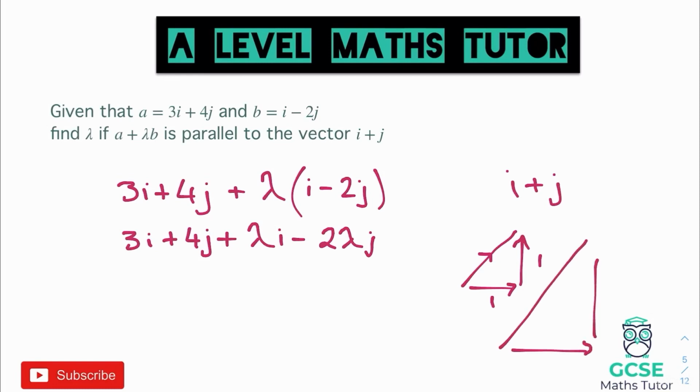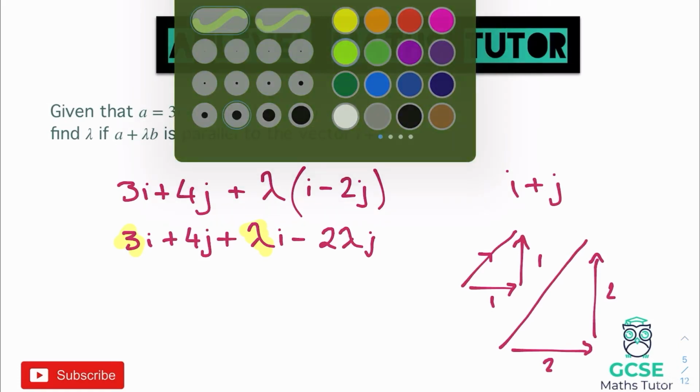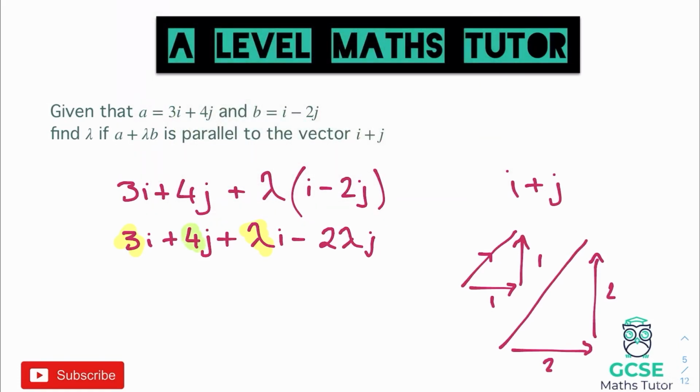But it has to be going up and across the same amount, just like our original vector there, which is going across 1 and up 1. It could be any number that it's going across and up, but those numbers have to be the same. And if we think about what that means in terms of our working out here, we know that the number in front of i has to be equal to the number in front of j. So let's have a look at what pieces are in front of i and j. At the moment we've got 3 and a lambda in front of i, and on the other side we've got a plus 4, and a minus 2 lambda in front of that j there.